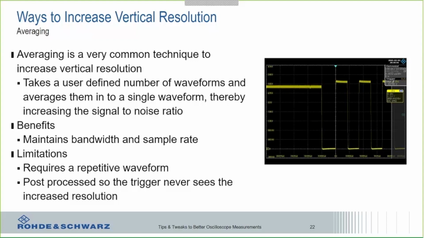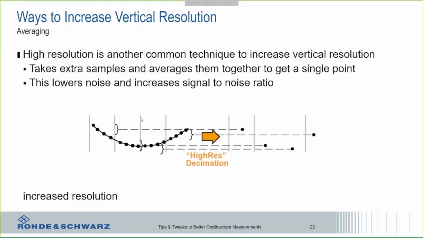The other drawback is that this is post-processed, so all the signal-to-noise ratio benefit that you get is not going to be seen by the trigger. If there was a large amount of noise on the waveform that you're trying to remove, you could still have a little bit of trouble getting a stable trigger because this is processed after the fact.